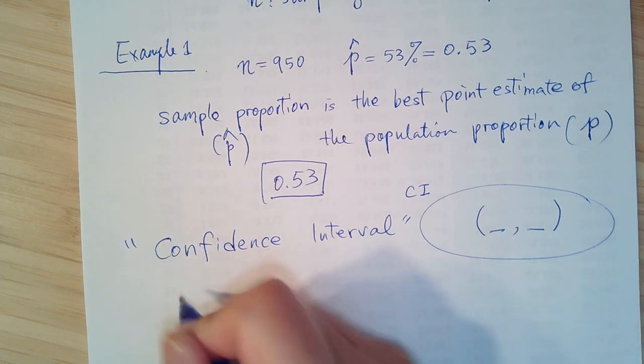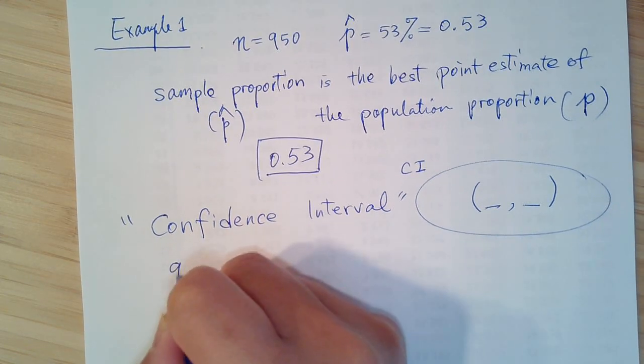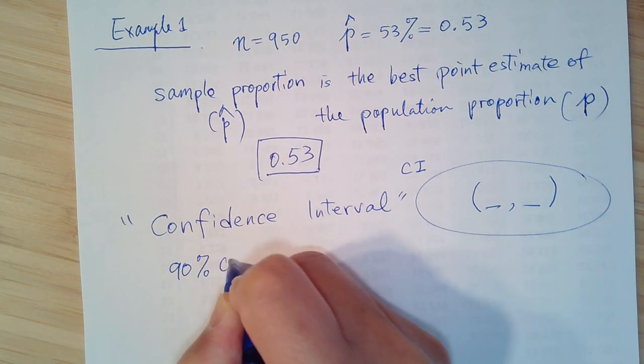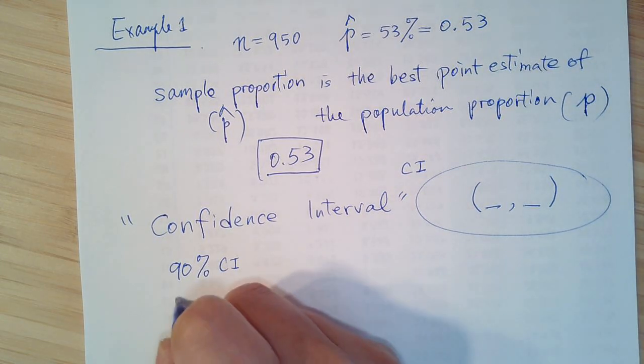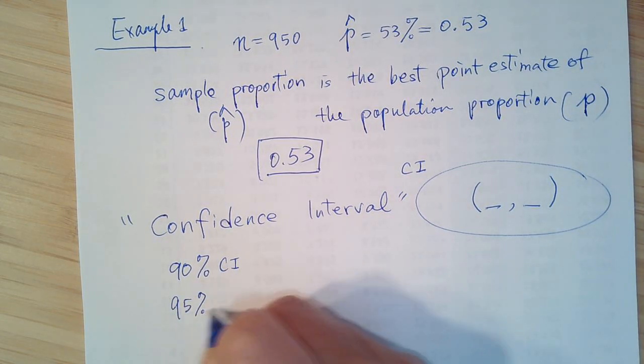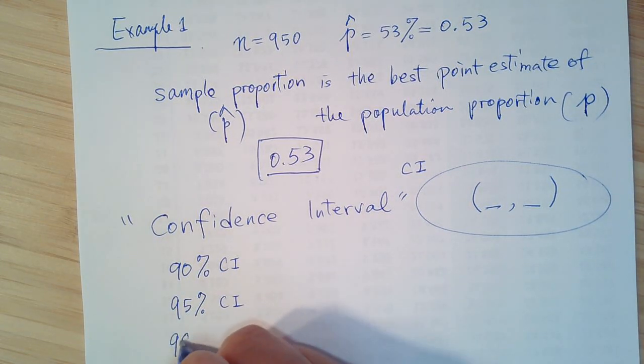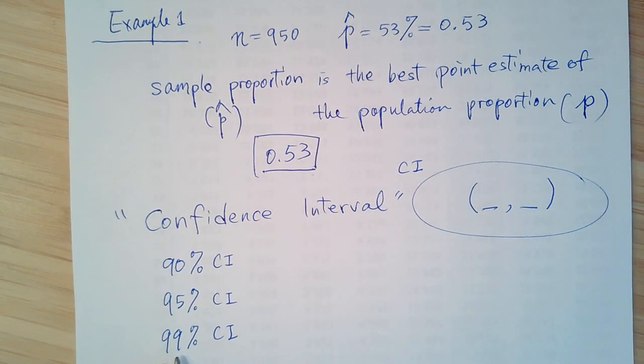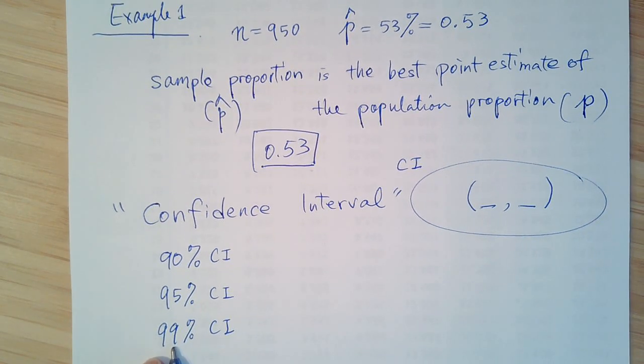All right. Now usually we would like to have either a 90% confidence interval, or a 95% confidence interval, or a 99% confidence interval. The higher level of your confidence, this is called the confidence level, 99% or 0.99, the higher confidence you want to be, the wider the interval will be. Does that make sense?